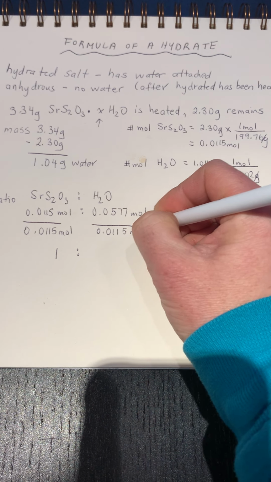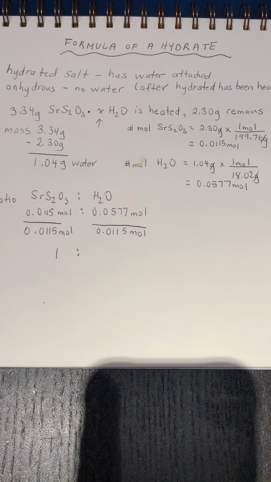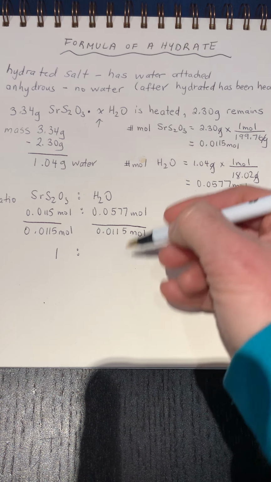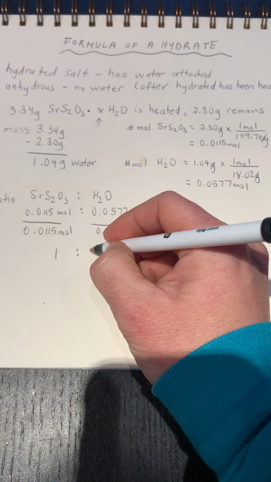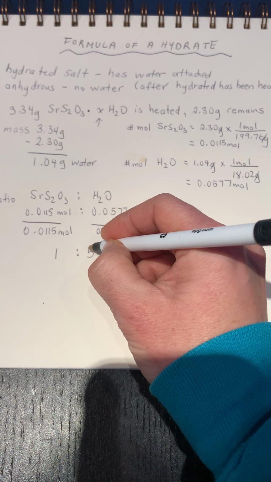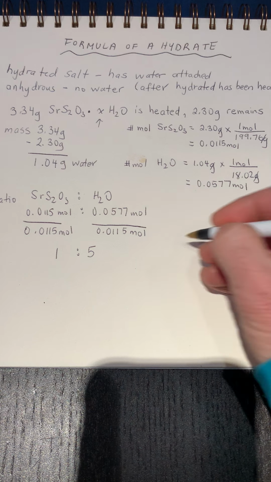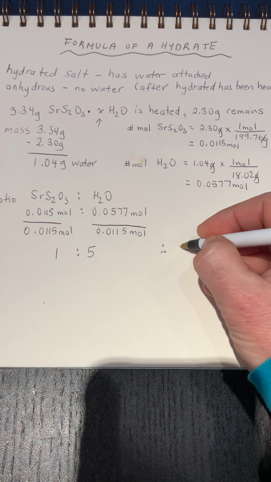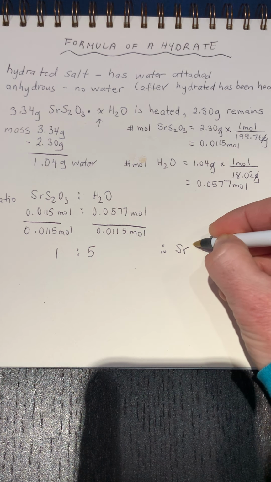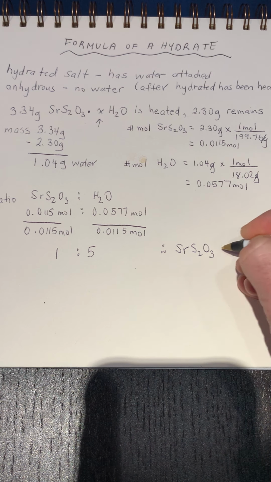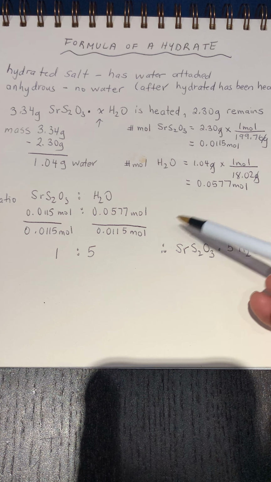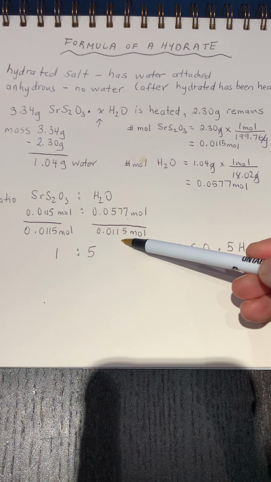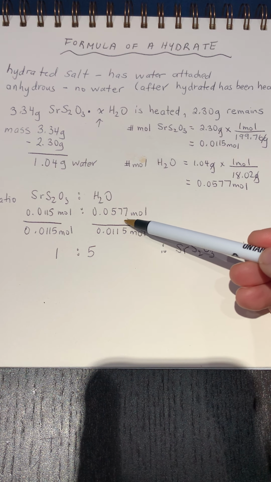Okay, so this is not like when we were able to multiply to make it into a whole number. This has to work out into a whole number. So whatever this works out to, you have to round to the nearest whole number, and this one works out to being 5. So that means that my X was 5. So my formula is SrS2O3·5 H2O.